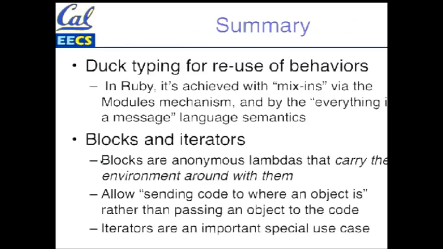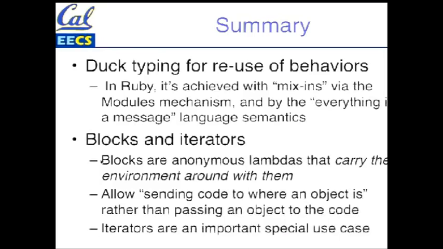So we've seen that duck typing is a different way to reuse behaviors. As opposed to inheritance, you can mix in things that make usually some assumptions about what your class does that's being mixed into. And it uses this method called modules, and the everything-is-a-message language semantics really help with this. We talked about blocks and iterators. For those of you who come from languages that support lambda expressions, blocks are anonymous lambdas. They're closures in that they carry their environment around with them, so you can use them in all different places, and all of the variables the block tries to refer to, as long as they were available in the place where the block is defined, it's guaranteed that they'll be available when the block is executed later someplace else.